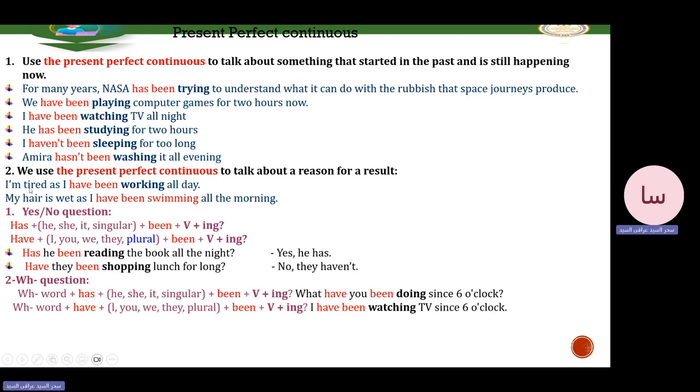So if the effect is still on you, the result of the action you have done is still on you up till now, we should use present perfect continuous. Look at this example. My hair is wet. My hair is still wet up till now. So I have been swimming all the morning. This whole period of the morning, I have been swimming. So my hair is still wet.